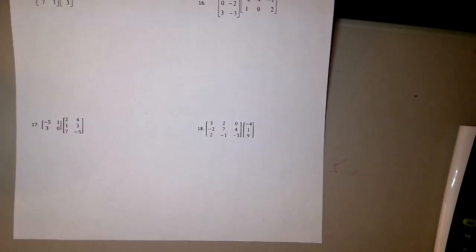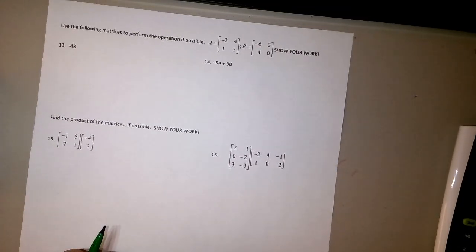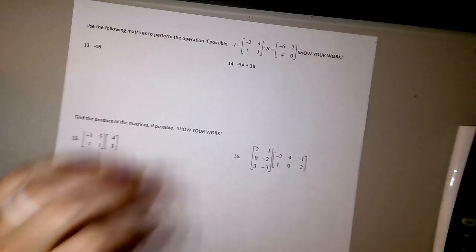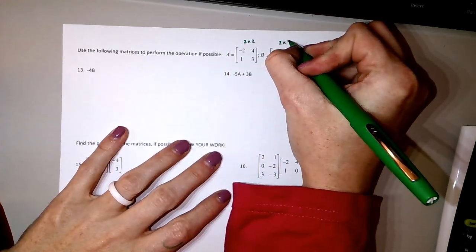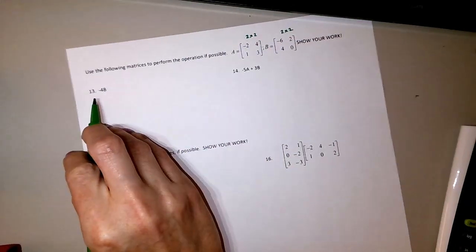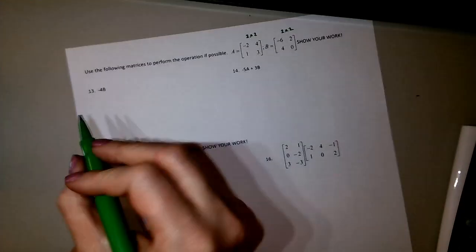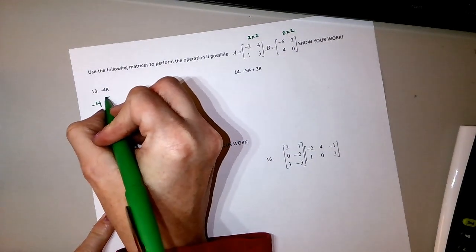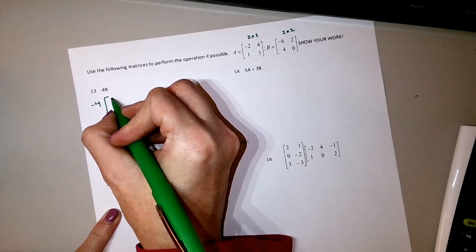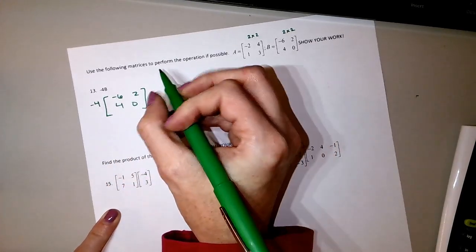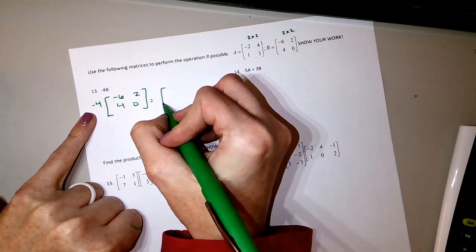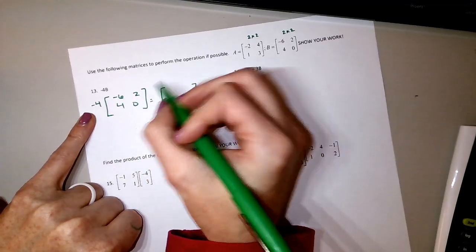All right, moving right along. On this back page, it says use the following matrices to perform the operation if possible. We can see that this is a 2 by 2, and this is also a 2 by 2. When they're wanting negative 4b, they're wanting us to do negative 4 times the b matrix, which is negative 6, 2, 4, and 0. This is basically just distributing. Multiply that negative 4 into every single element in this matrix.